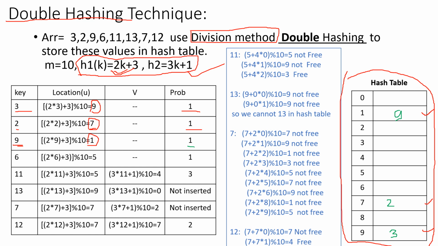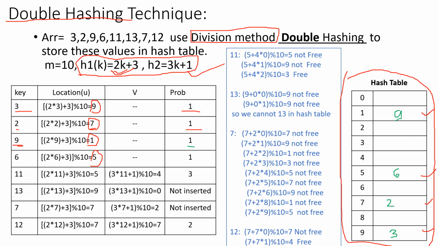Now my next element is 6, and using the first hash function you calculate the index and get the value 5. Now check your table. Is the 5th index free? Yes, it is free. So far, see, I haven't used H2, because no collision occurred. So 6 is going to be stored at the fifth index.